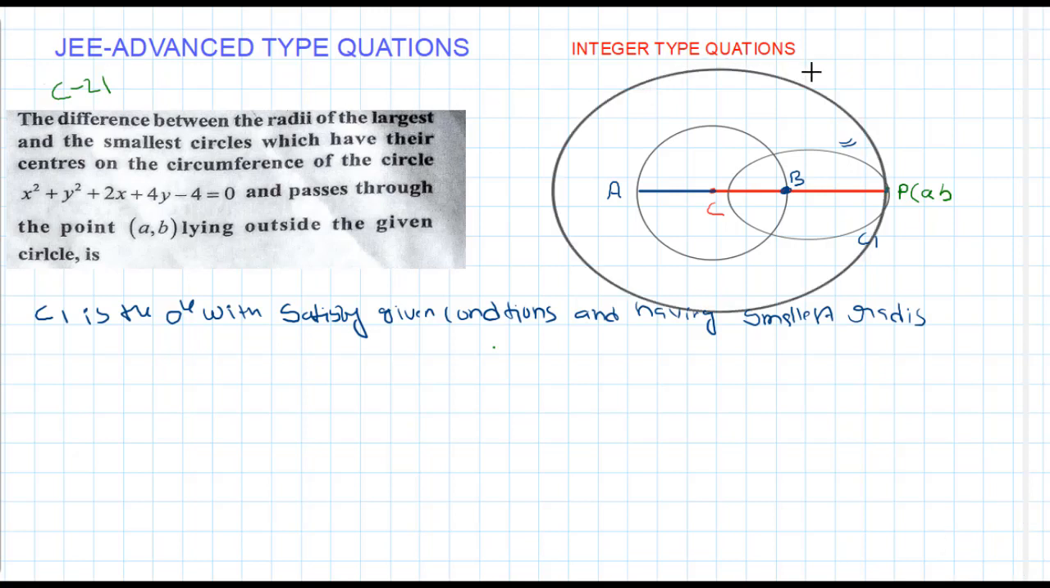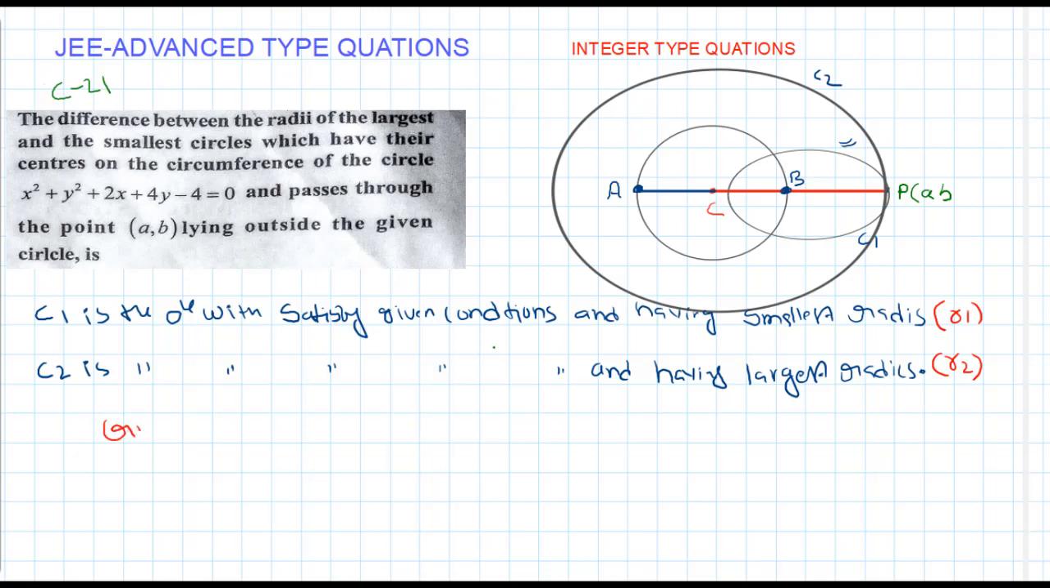Now I can call the bigger circle C2, whose center is at A and radius is AP, that is the greatest. So I want to write that C2 is the required circle, satisfying the given conditions and having the greatest, largest radius. This is R1, and this is R2.